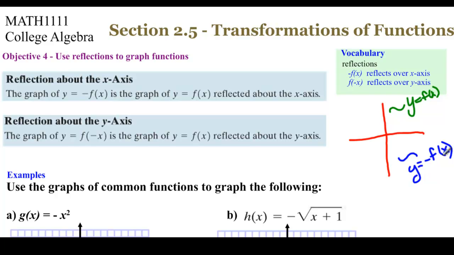Well, the other thing to consider is if we have a negative with the x. So if it's with the x, remember, x is dealing with left and right. So if we put a negative with the x, it's going to flip it left and right. So we're going to start with this y equals f of x. So if we do y equals f of negative x, it's going to reflect over the y-axis, or it's going to flip it left and right.